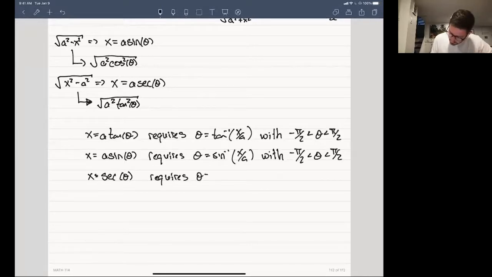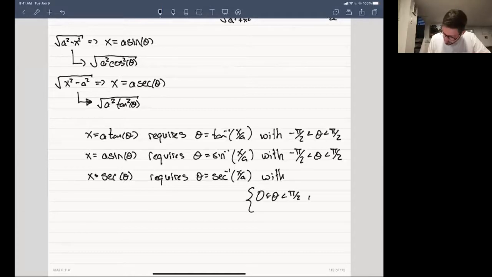that theta is equal to secant inverse of x over a with, and in this case, it's a little hairier. It's much uglier if you remember, or if you look up what the inverse of secant looks like. It has two disconnected components. So one of them will be when theta is between 0 and pi over 2. And this is when x over a is bigger than or equal to 1. And the other one is when pi over 2 is less than theta, which is less than or equal to pi. And this is if x over a is less than or equal to minus 1.